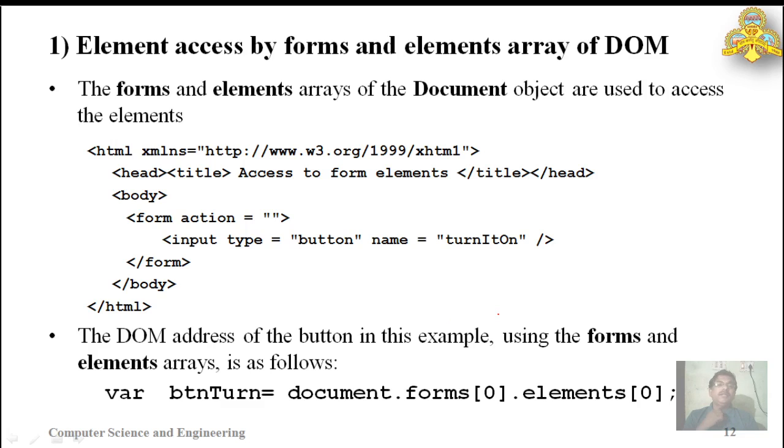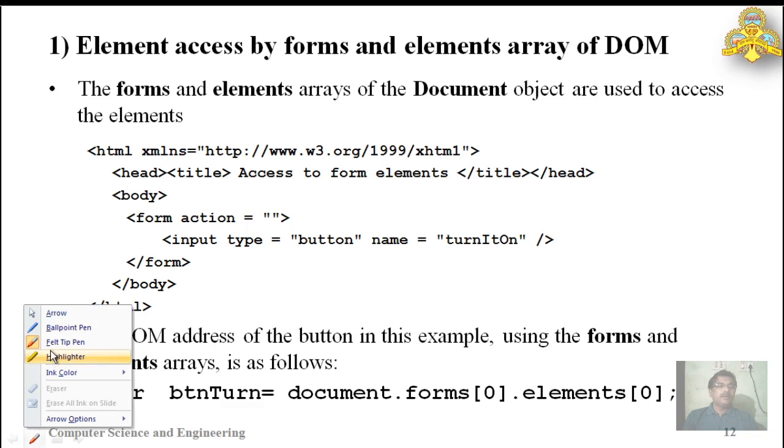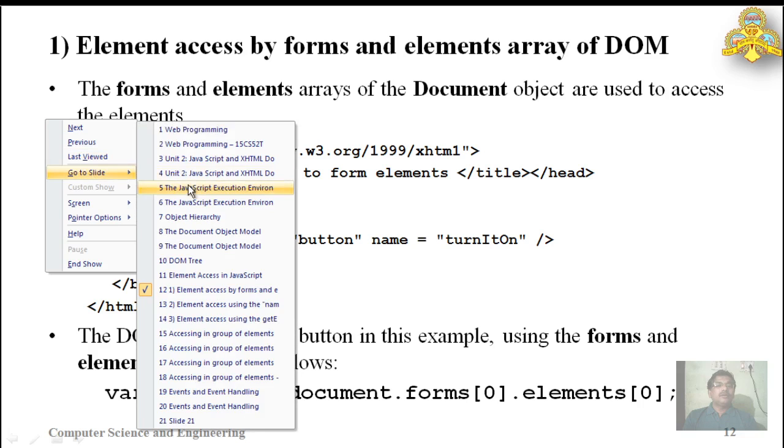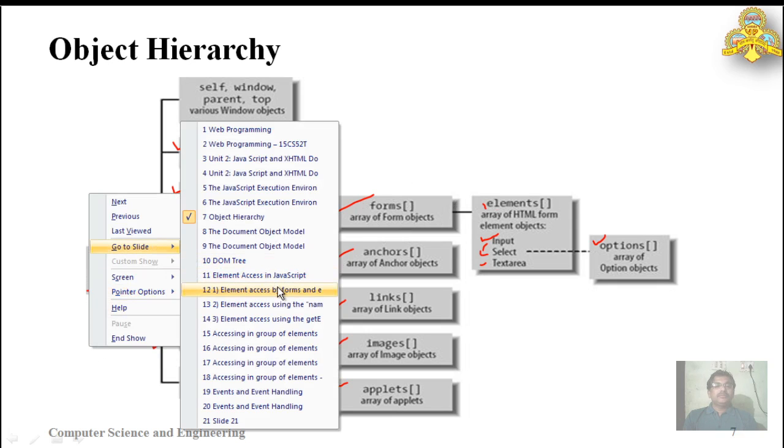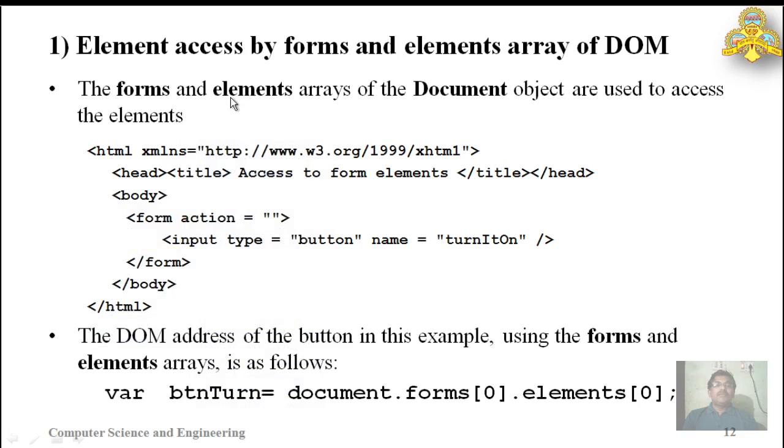Here is the first method, element access by the forms and elements arrays. As already told in the previous slide, I will go to the slide there. Observe that document has forms, then elements. Document has a forms array which represents a collection of forms. Every form is an element which itself contains several elements. The forms and elements arrays of the document object are used to access the element.